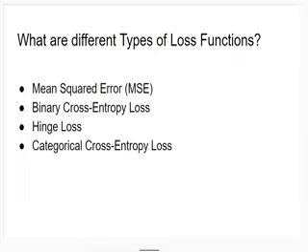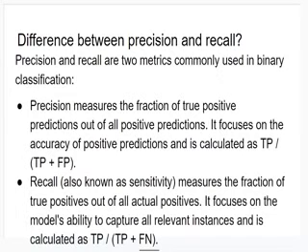Now the next question, the difference between precision and recall. Precision and recall are two metrics that are commonly used in binary classification. Precision measures the fraction of true positive predictions out of all the positive predictions. So, out of all the positive predictions, what is the fraction of true positive predictions? That is called precision. It focuses on the accuracy of positive predictions and is calculated as TP/(TP plus FP).